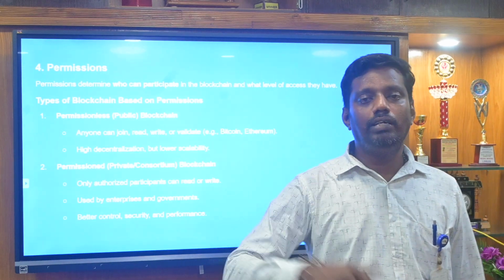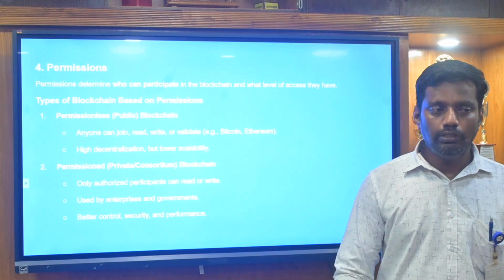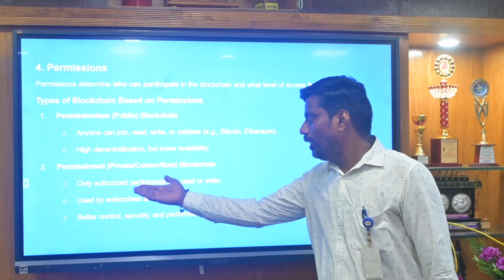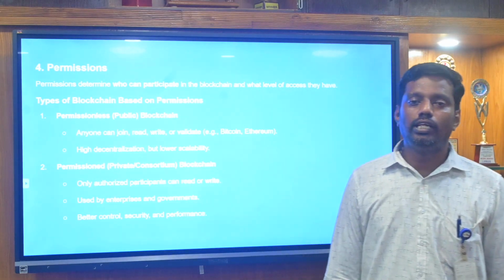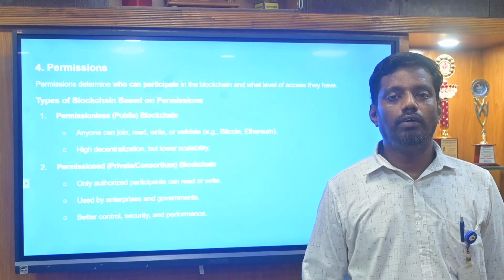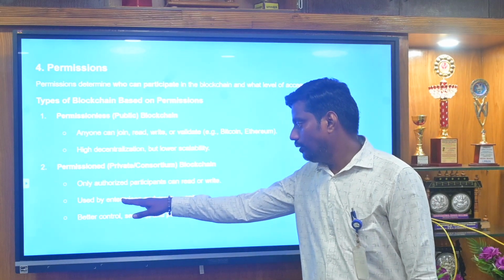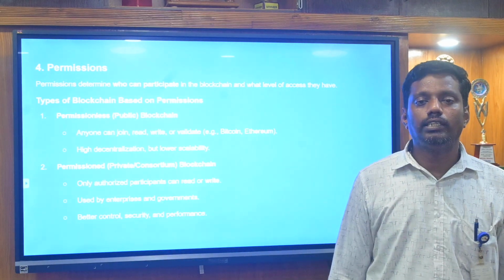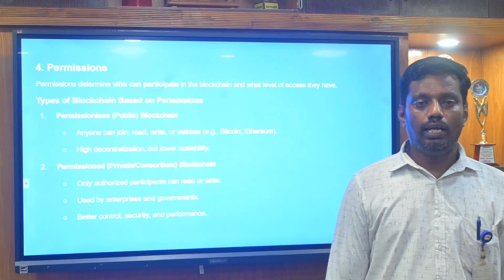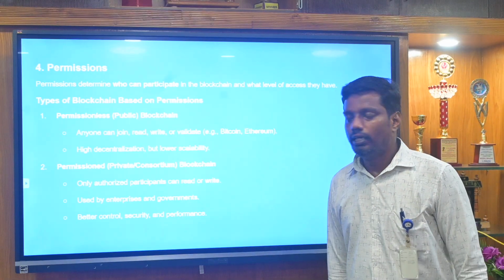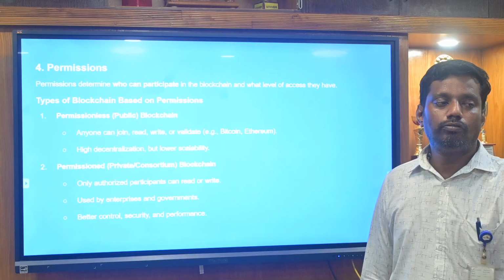But compared with the permissioned blockchain, only the authorized participants are able to read as well as write. The next one is used for the enterprise as well as government sectors, and it has better control, security as well as performance.